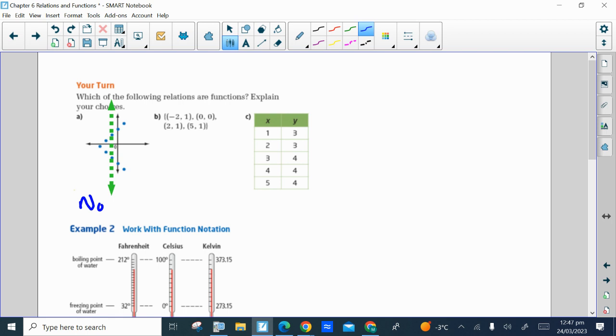Why is it a function, Allie? What doesn't repeat? The x values don't repeat. It doesn't matter that y values repeat. Look at the first number: -2, 0, +2, +5. All the x values are different. It doesn't matter that the first and the last two points all have the same y value of +1. That doesn't matter. You're only looking at the x ones. Yes, sir.